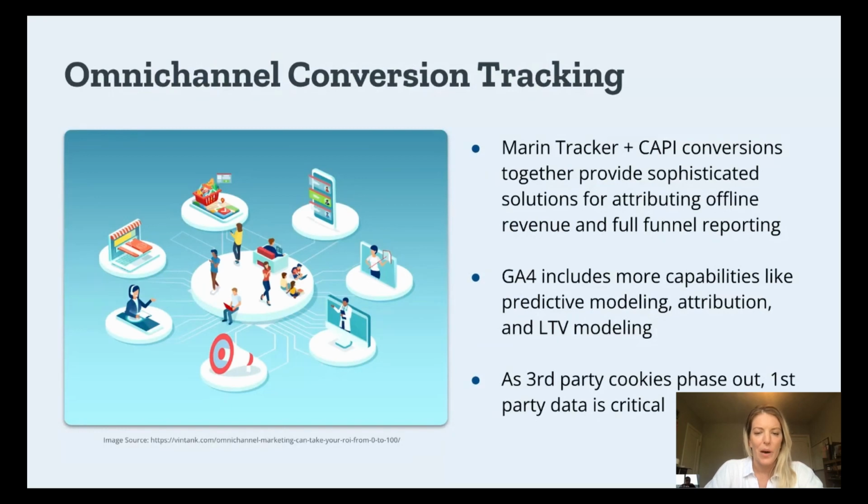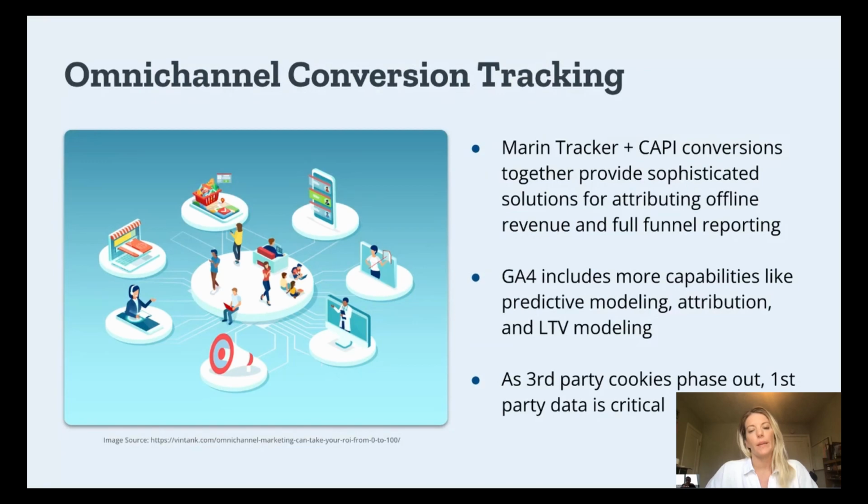Great. So omnichannel conversion tracking, diving into this. With CAPI, you get the ability to optimize your Meta campaigns and you get the most accurate data. There's also Marin Tracker, which I said before is Marin's proprietary tracking tool, which gives you cross-channel data and is not just limited to Meta campaigns. If you use CAPI and Marin Tracker, this unlocks more sophisticated solutions for attributing offline revenue and full funnel reporting. For example, you can use CAPI to track the website sign up, and Marin can pass back the realized offline revenue for the same ad, or potentially you can use CAPI for reporting and Marin for optimization rules.